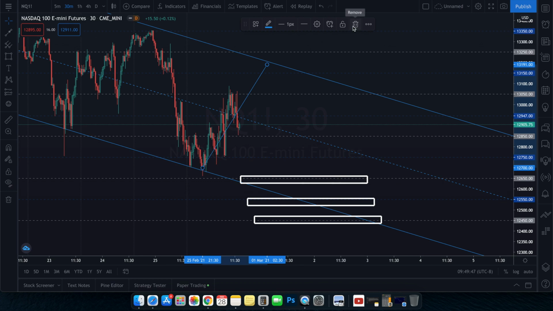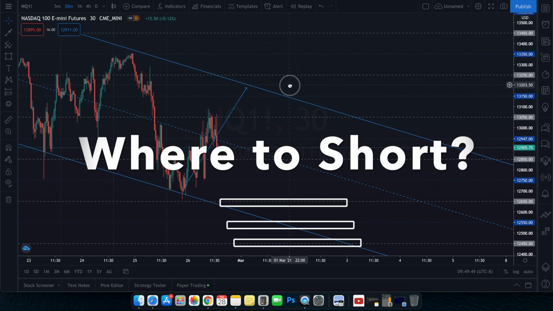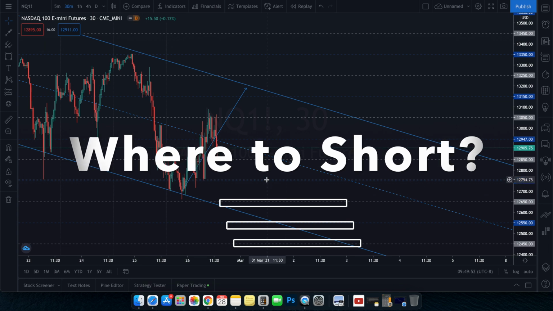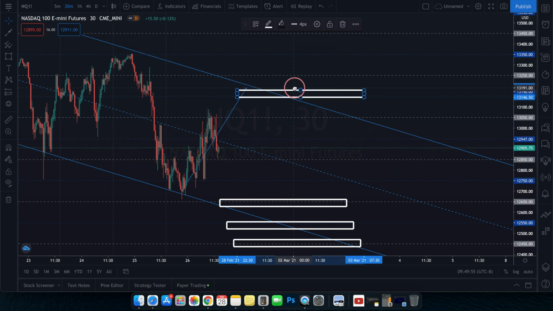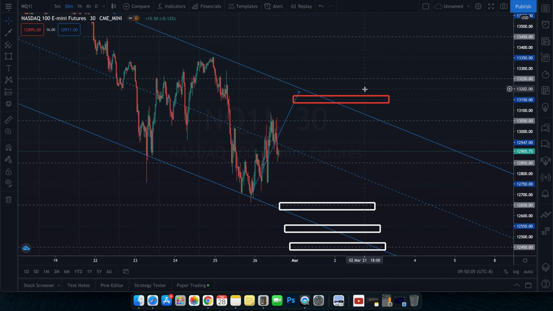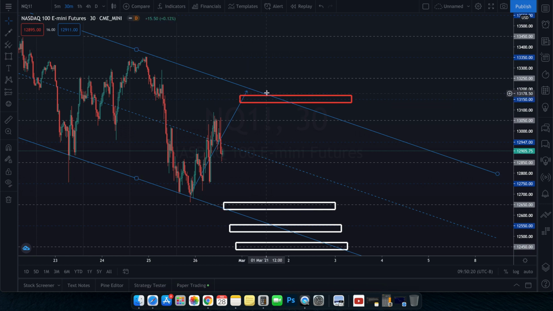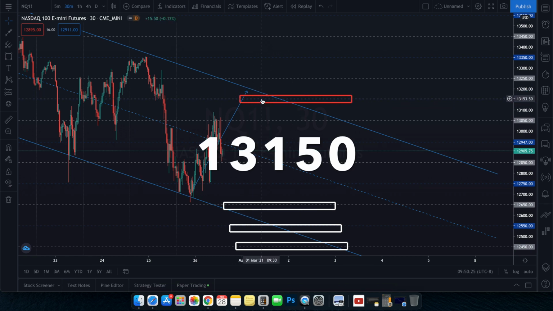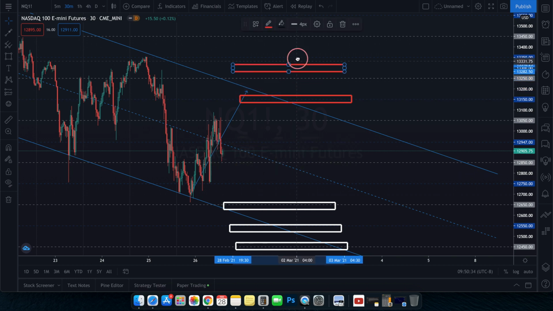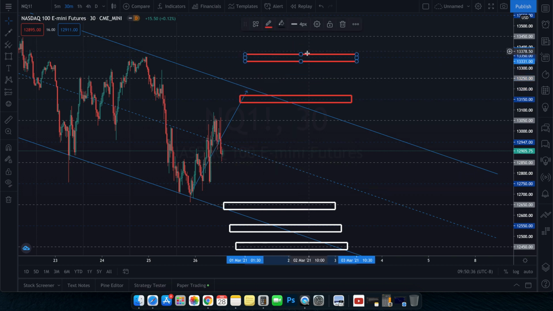And right now, let's check out how we get short if we want to take some short positions. I'm going to leave these levels right here, and I'm going to make this red for the short side. As I said, if we continue that move higher right here, I'm going to be expecting to see some selling pressure at around 13,150.